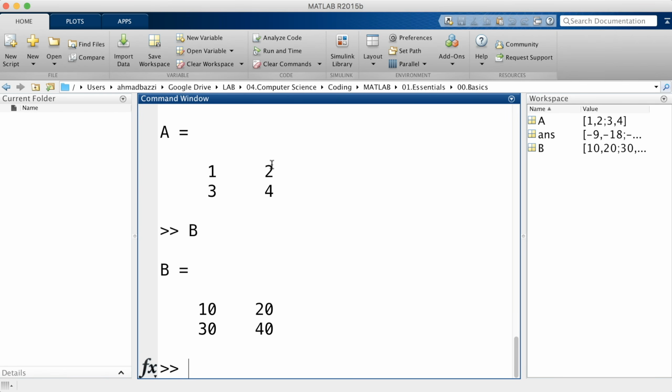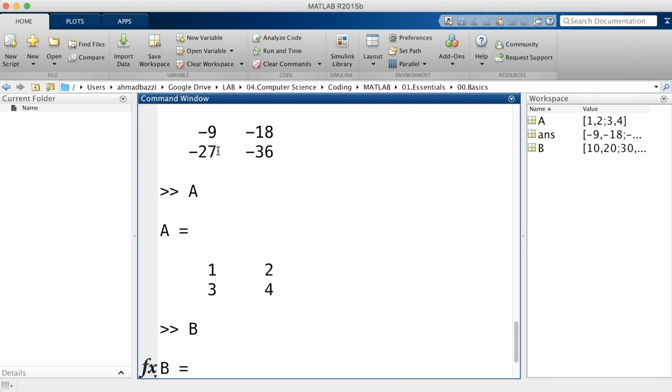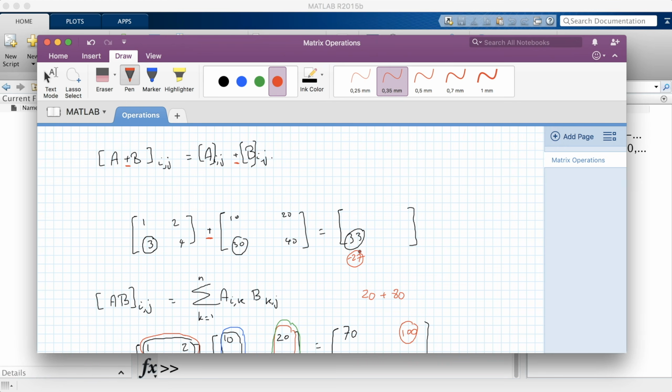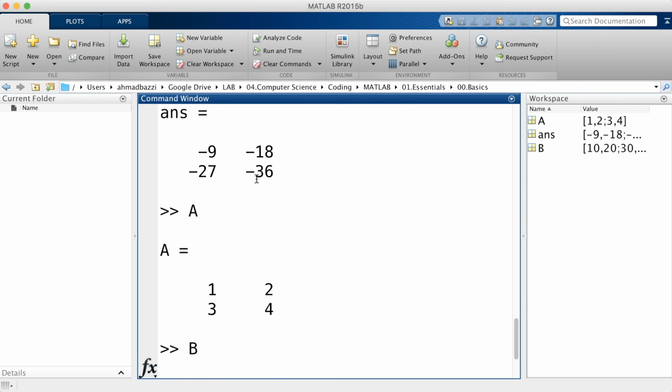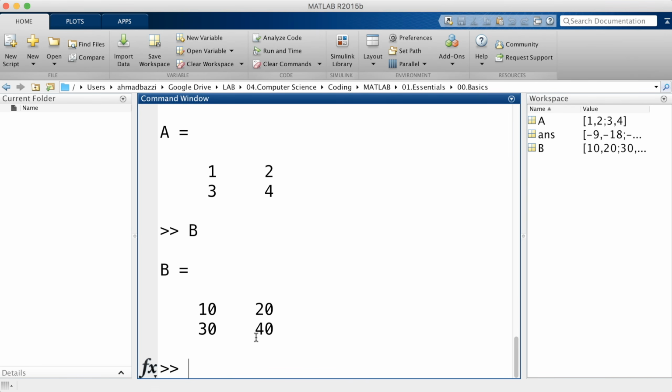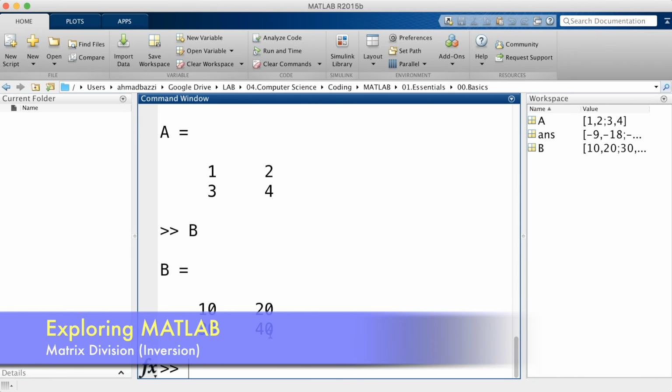Minus 18 comes from 2 minus 20. Minus 27, as we saw here, comes from 3 minus 30. Minus 36 comes from 4 minus 40. So that's matrix subtraction. And in case you're wondering, is there any matrix division?